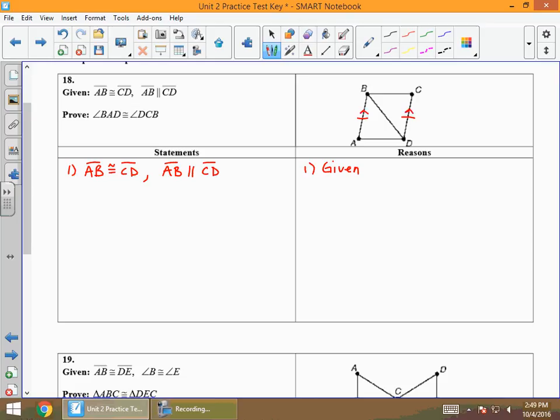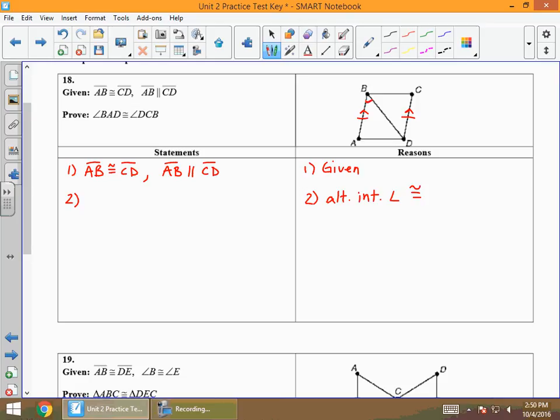Okay, so I have parallel lines. Anytime I have two parallel lines cut by a transversal, I know that I have alternate interior angles congruent. So let's take a look at the picture. AB and CD are parallel. Two parallel lines cut by a transversal. I'm looking at the transversal BD. So I have the parallel lines and the transversal.